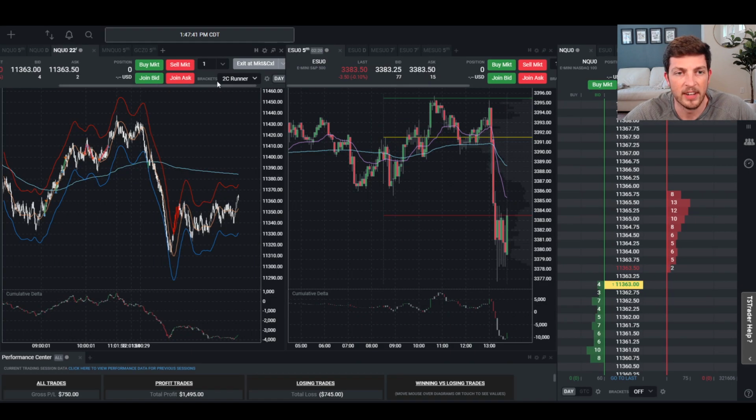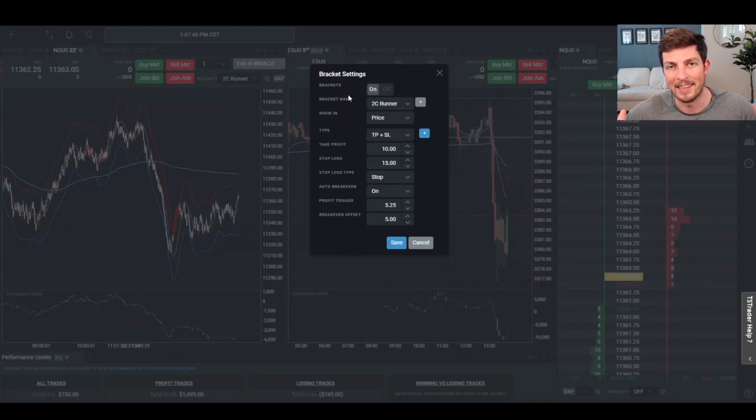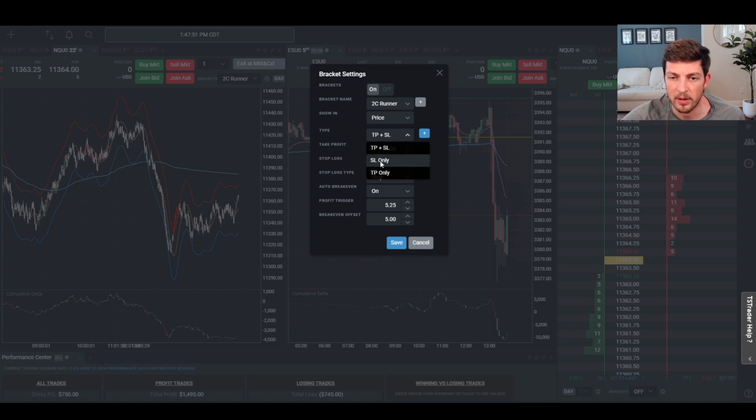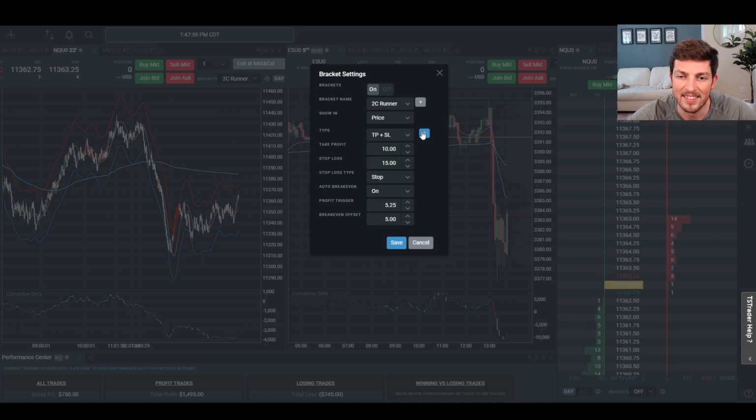On Tradovate, if I go into this bracket section, I click the little wheel knob, I can open my bracket settings. So you can pick a name, whatever you want to name it. You can pick a type to where it's a stop loss only, a take profit only, or a take profit and a stop loss, meaning you are actually bracketing it, right? So I'm using the take profit and the stop loss.